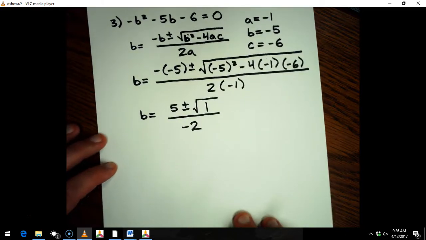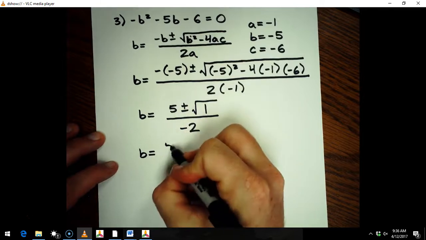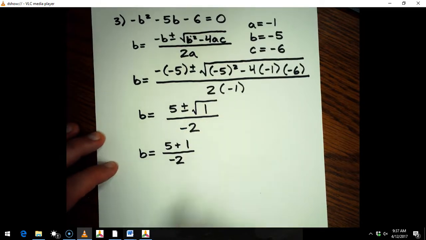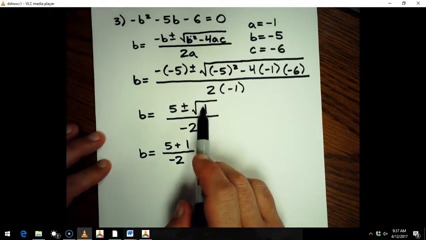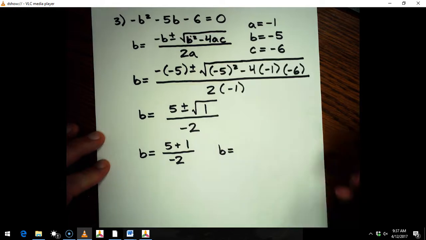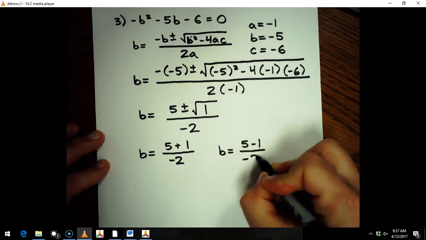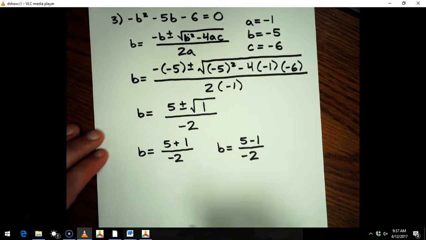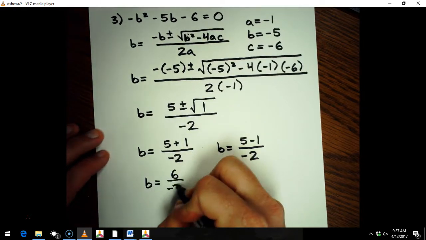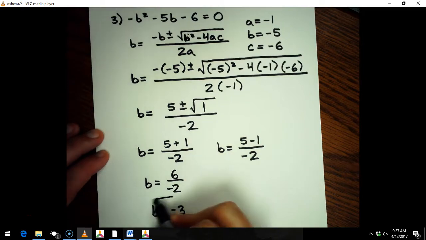So I'm going to have two answers here. B equals 5 plus 1 divided by -2, because all I'm doing is taking the square root of 1, which is 1. And B equals 5 minus 1 divided by -2. That's where the plus minus comes in. So if I simplify this, B equals 6 divided by -2. So one of my answers is -3.